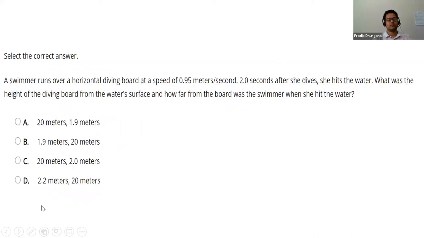Let's do it. Let me read this problem. I'll make a diagram and then we'll solve this problem together. A swimmer runs over a horizontal diving board at a speed of 0.95 meter per second. That is Vx0, 0.95 meter per second. Time is 2 seconds.